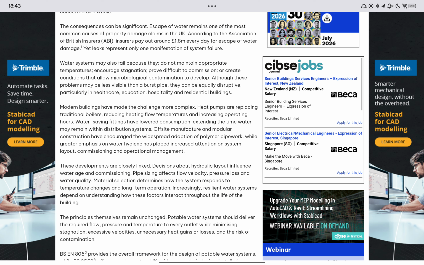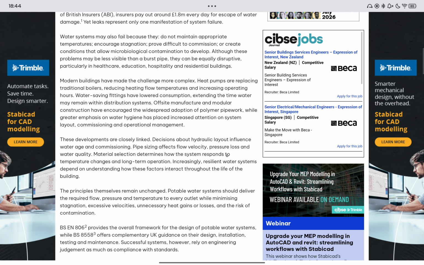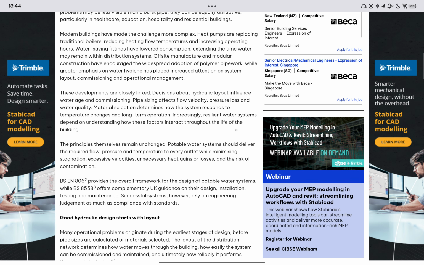Heat pumps are replacing traditional boilers, reducing heating flow temperatures and increasing operating hours. Water-saving fittings have lowered consumption, extending the time water may remain within distribution systems. Off-site manufacture and modular construction have encouraged the widespread adoption of polymer pipework, while greater emphasis on water hygiene has placed increased attention on system layout, commissioning and operational management.